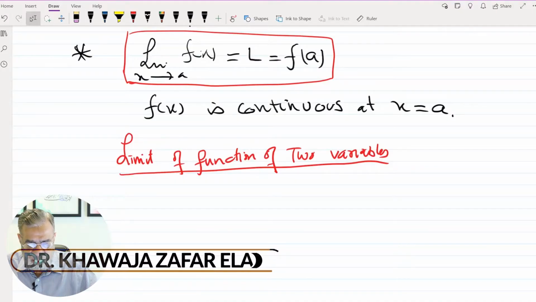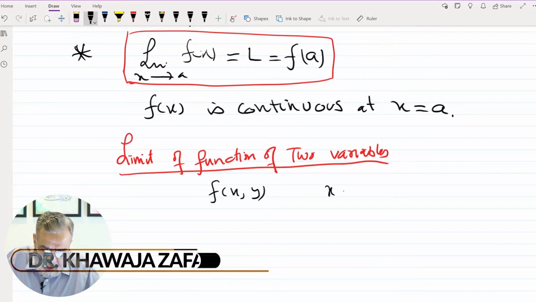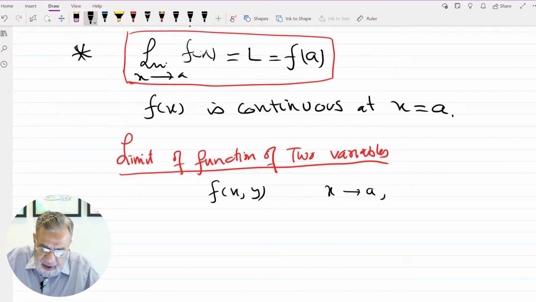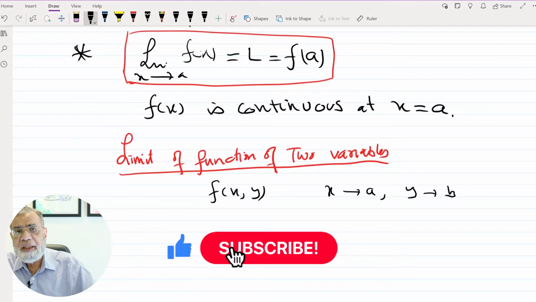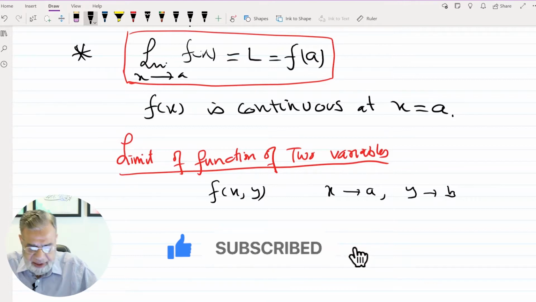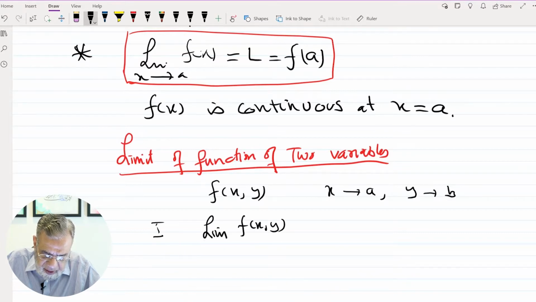We now define the limit of a function of two variables, where the function is f(x,y), the variables are x and y, and we say x is going near to a and y is going near to b. If I want to find the notation for the limit, there are two ways of writing. One way is the limit of the function f(x,y) when x tends to a and y tends to b.